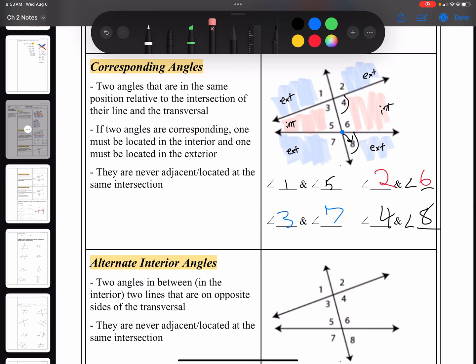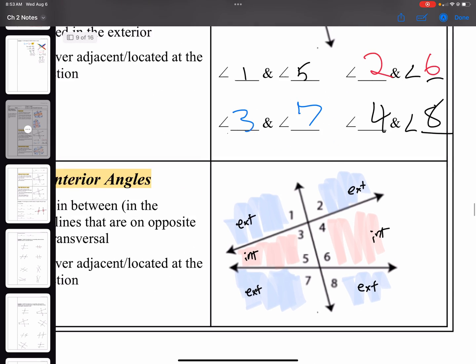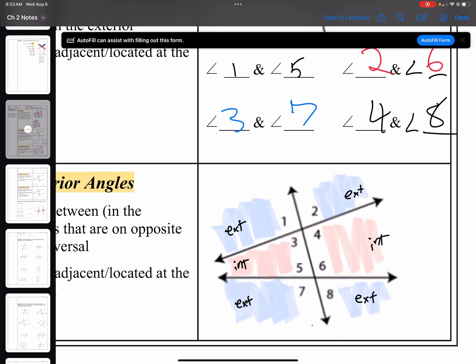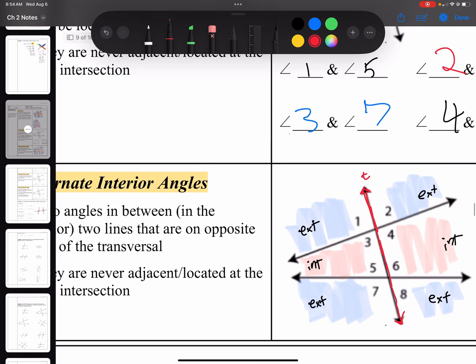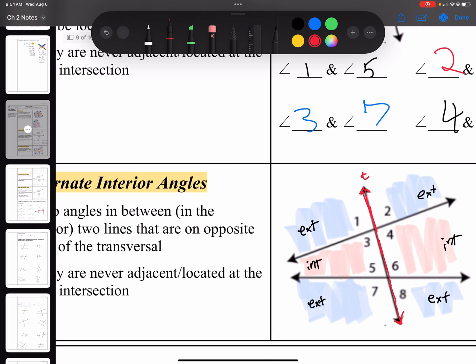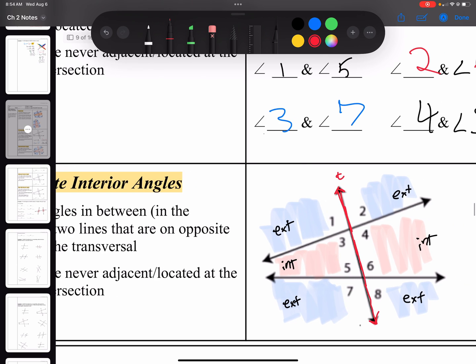Okay, well, what are alternate interior angles? Once again, we want to focus on where's our transversal, where's the interior, where's the exterior. So again, my transversal is this line here. Alternate interior angles are located in the interior, which means we can automatically ignore 1, 2, 7, and 8. They're on opposite sides of the transversal. They're in the interior, but they're not next to each other. They're not at the same intersection.